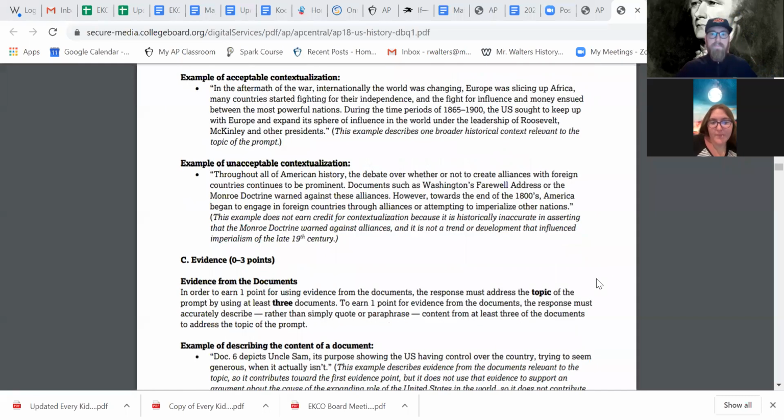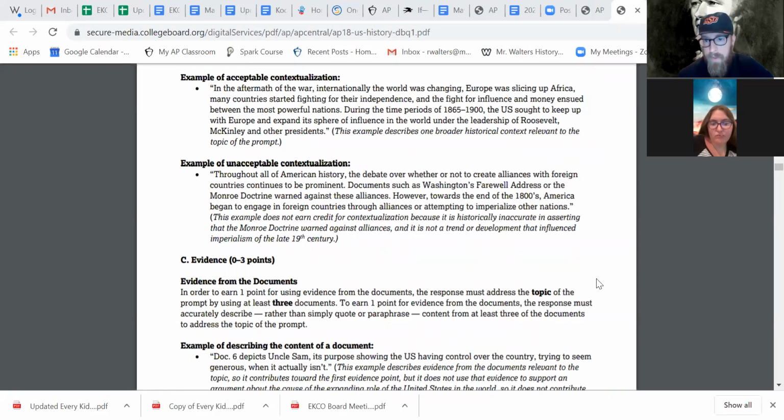I'm going to read through this for you. In the aftermath of the war, internationally, the world was changing. Europe was slicing up Africa. Many countries started fighting for their independence, and the fight for influence and money ensued between the most powerful nations. During the time period of 1865 to 1900, the U.S. sought to keep up with Europe and expand its sphere of influence in the world under the leadership of Roosevelt, McKinley, and the other presidents.